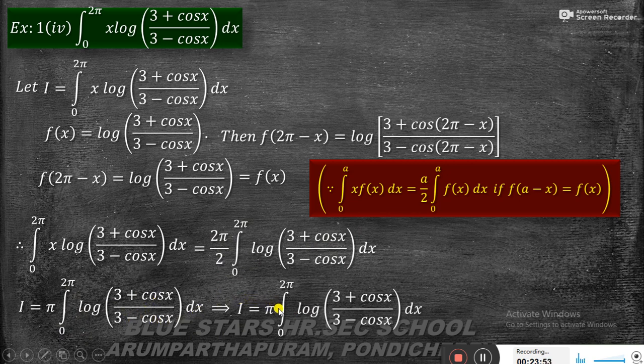So I equal to pi into integral 0 to 2 pi log of 3 plus cos x by 3 minus cos x into dx.